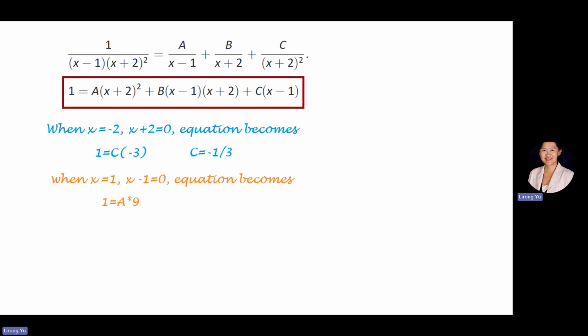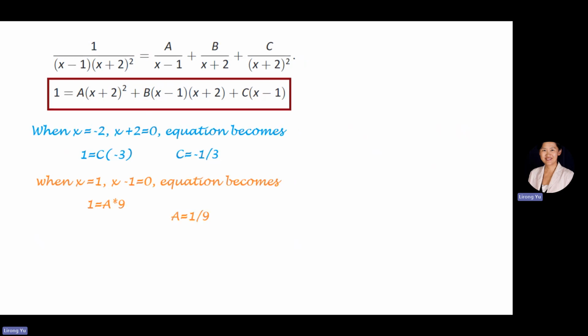So the whole equation is again b times 0, c times 0, and the a, which is 1 plus 2. So that's a times 9, and 1 equals a times 9. The equation again gets shortened, but this time the b and c go away because b times 0, c times 0. So we have a equal to 1 over 9.